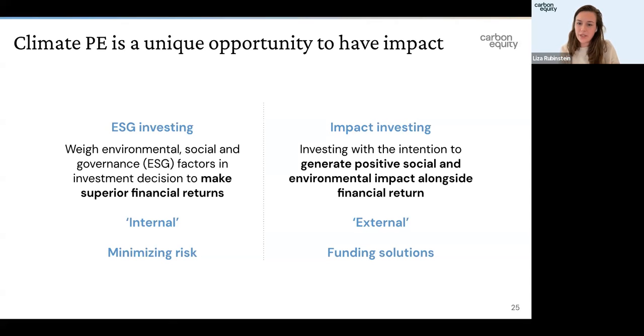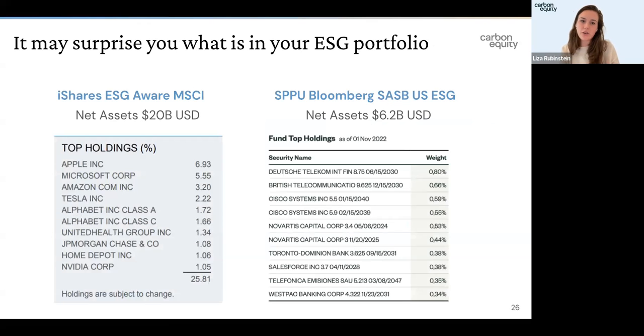And so that means it's all about funding solutions. And let's dive in a little bit deeper to make this very concrete. What is ESG investing? I took the two most popular ESG ETFs in the global public markets. What's in it? Well, it's mostly software and some other businesses: Amazon, Tesla, Home Depot, companies that are run responsibly, at least according to the way that it's measured in ESG.